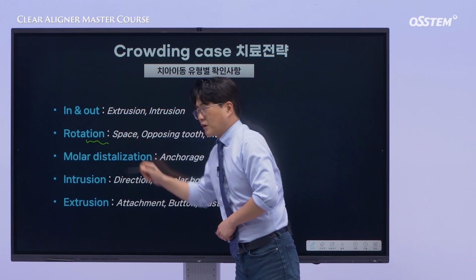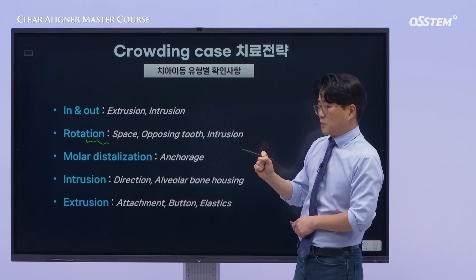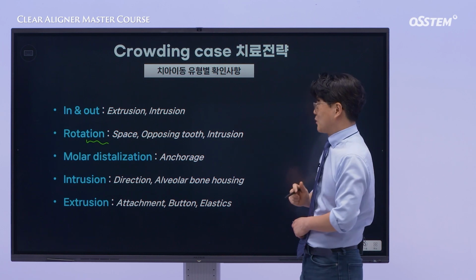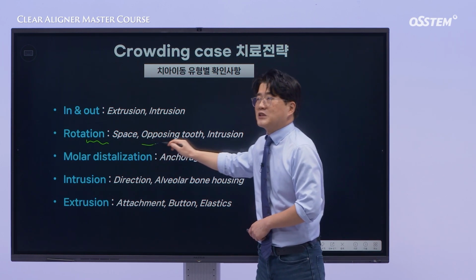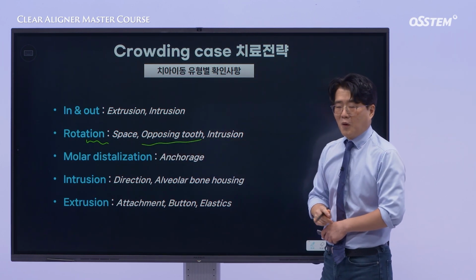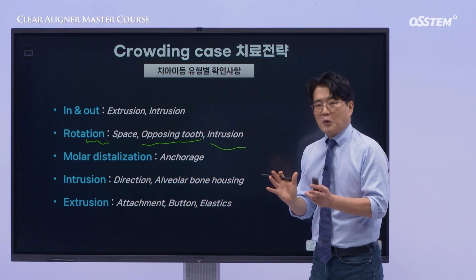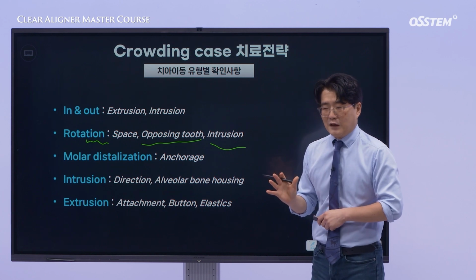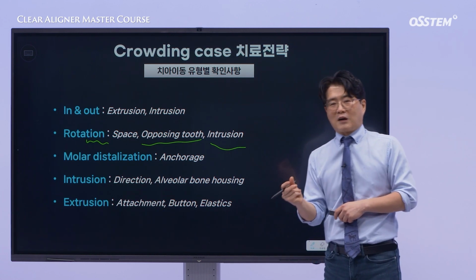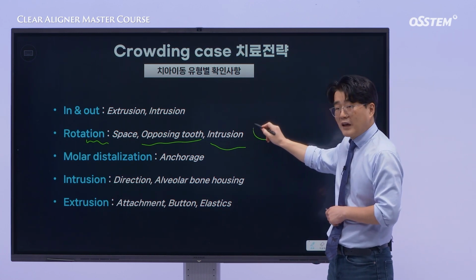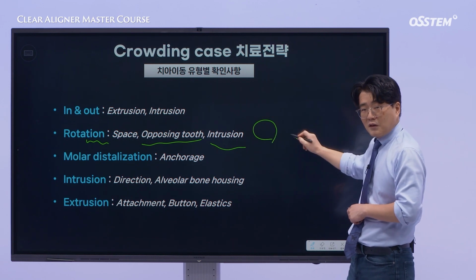For rotation cases, what did I say is necessary? Space. You need to create space. You need to think about interference with opposing teeth and the possibility of intrusion, which can be compensated by attachments with some degree of extrusion force. For teeth that are too small or rounded, elastics or buttons can also be used.